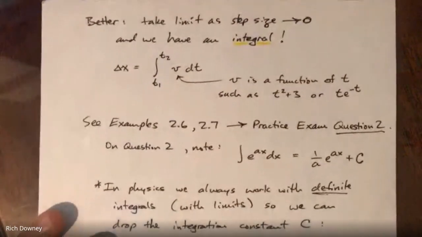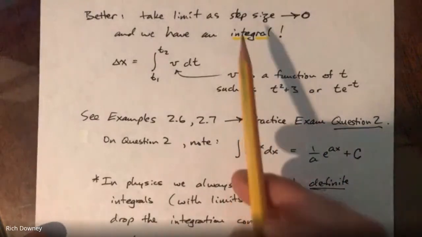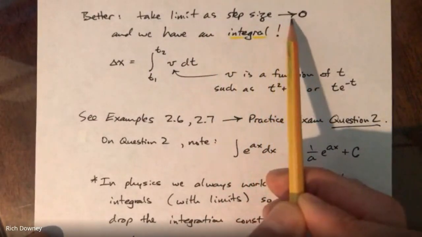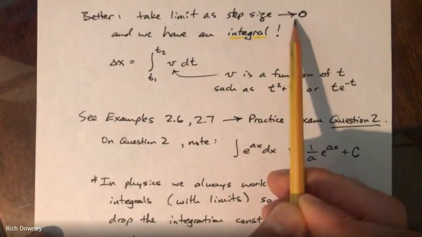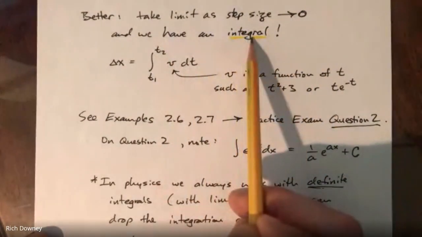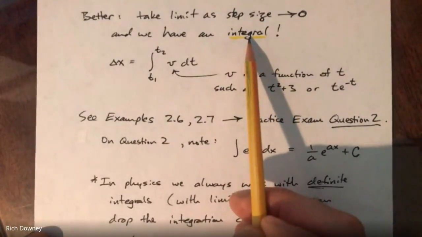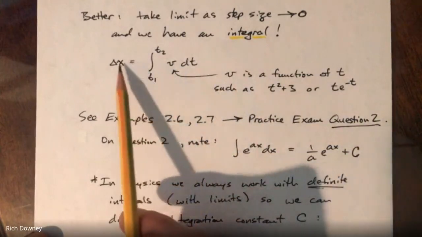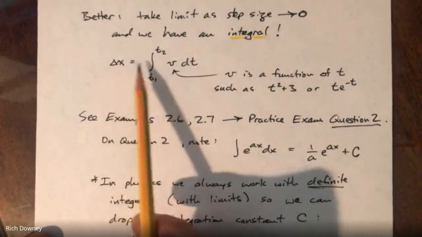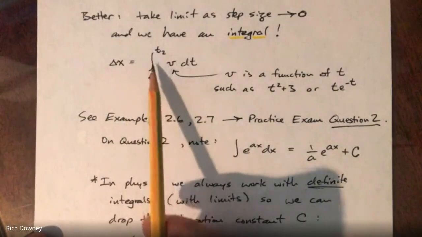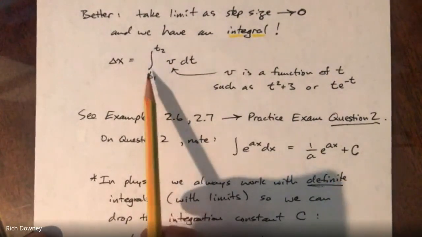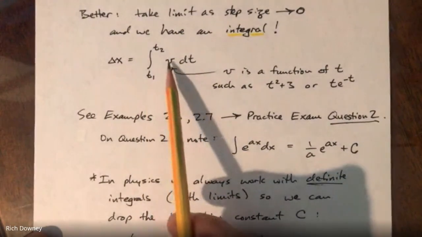An even better idea would be to take the limit as the step size goes to 0. The delta t's become small. And if we do that, we're going to get an integral. You already saw I was adding up to get the area under the curve, right? Well, that's what the integral is. And so in this case, our sum becomes an integral. In fact, the reason the integral sign looks like an S is because it is a sum. It's a sum of these little tiny rectangles.